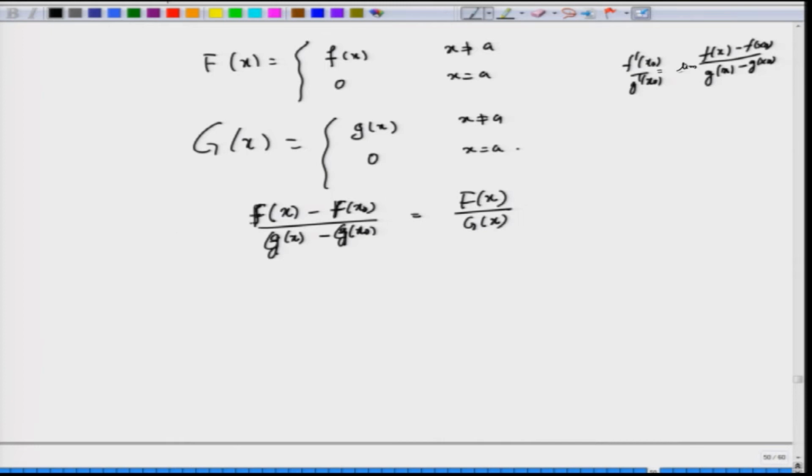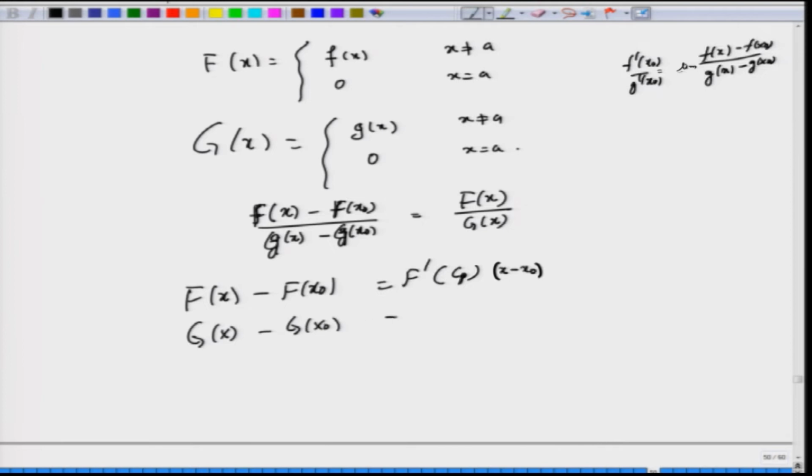Now, the mean value theorem says that f of x minus f of x naught is equal to f prime of some c, c1 let us say, times x minus x naught, and g of x minus g of x naught is equal to g prime of c2 times x minus x naught. So now this ratio is going to be f prime of c1 by g prime of c2.